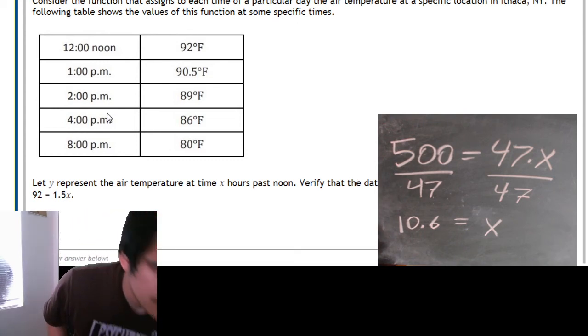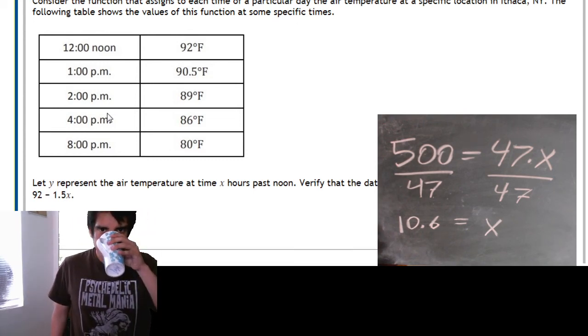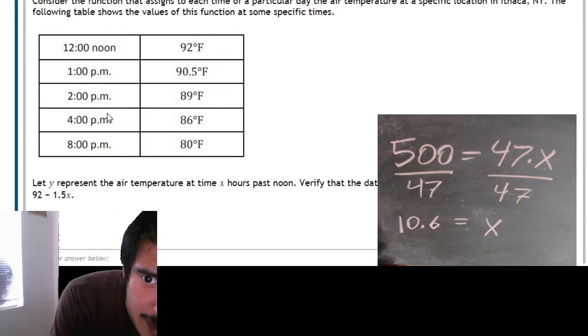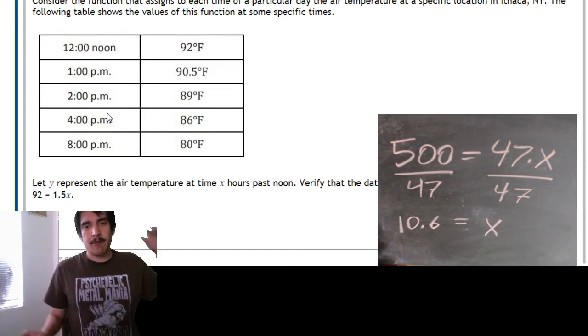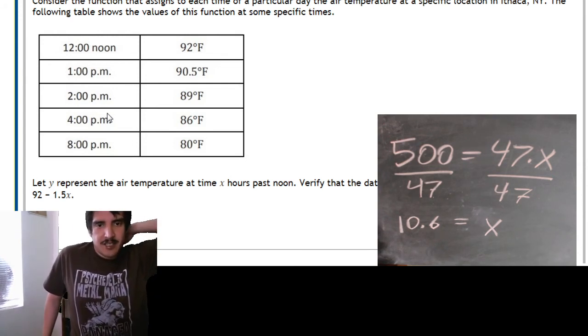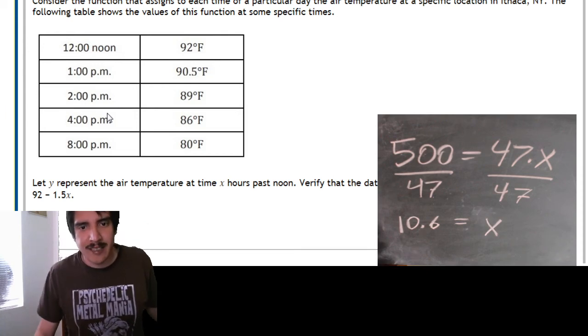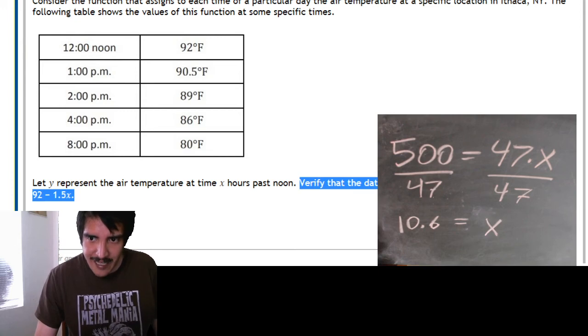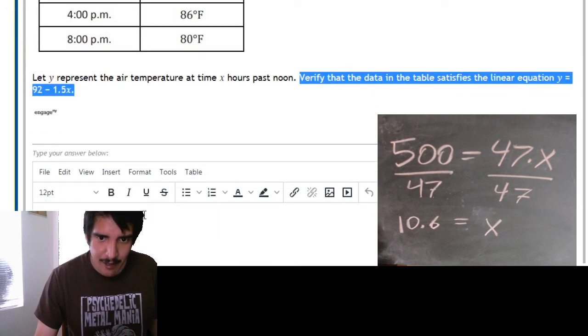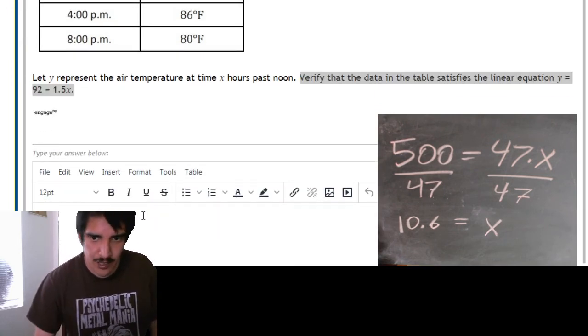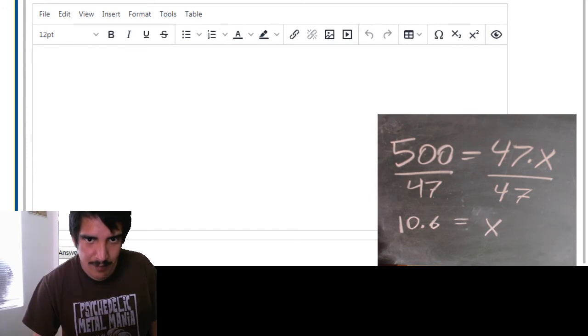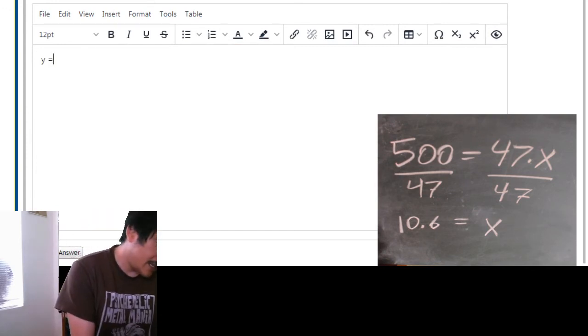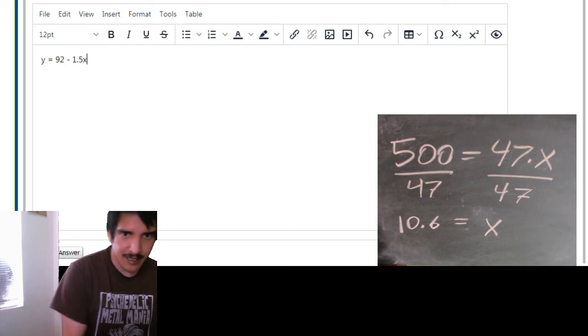So for this one, I hope you read the problem. So it says, here's a table that shows the time and the temperature. And then at the very bottom it says, verify that the data satisfies this linear equation. So I'm going to write the linear equation down here because that's the most important part of the problem. Y equals 92 minus 1.5x.